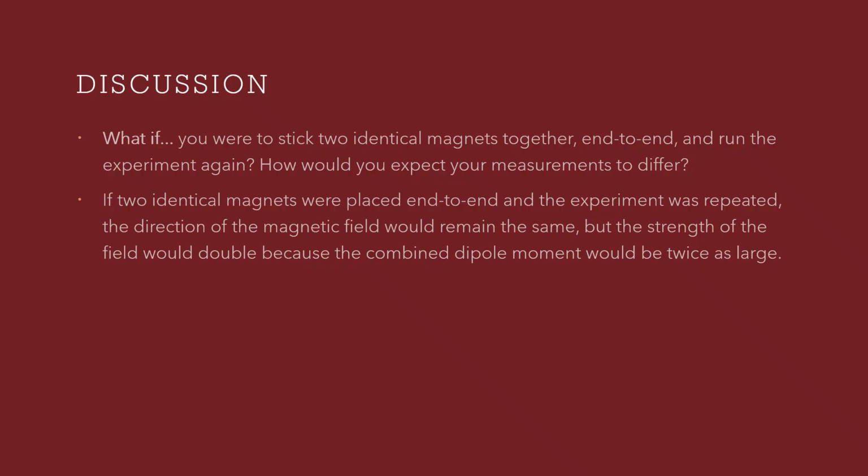And lastly, for the last discussion question, if 2 identical magnets were placed end to end and the experiment was repeated, the direction of the magnetic field would have remained the same, but the strength of the field would double because the combined dipole moment would be twice as large.